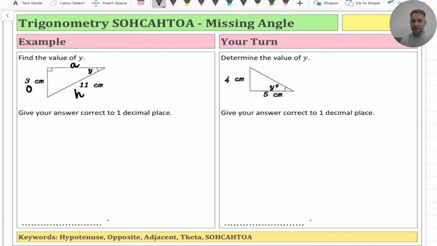I then need to write out my need and got list. So need slash got. The thing that I need, in this case, is y, isn't it? I need the angle theta. So my angle y, which is theta. The things that I've got, well, I've got my opposite over here, which is 3. So I write down my opposite here. And I've got my hypotenuse, which is 11, which is h. So the one I'm not using this time is a.